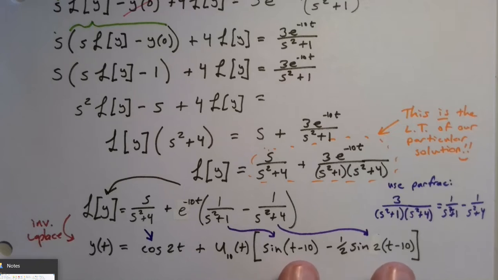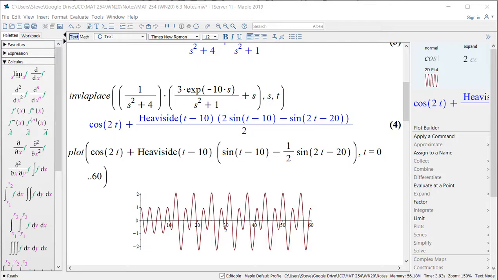Now, it's worth noting that they have different periods. So we're going to start off with a kind of a standard cosine function, and then at t equals 10, we're going to see a significant change. So let's switch over to Maple and see if we can see what that looks like.